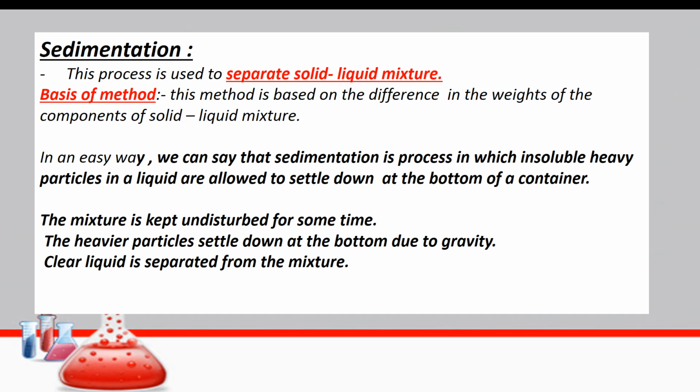Now, sedimentation is a process in which the heavier particles settle down. This process is generally used to separate a solid and a liquid mixture, meaning one of the components will be solid and the other component will be liquid. What is this method based on? This method is based on the difference in the weight of the components. For example, the particles or the components that are heavier will settle down.